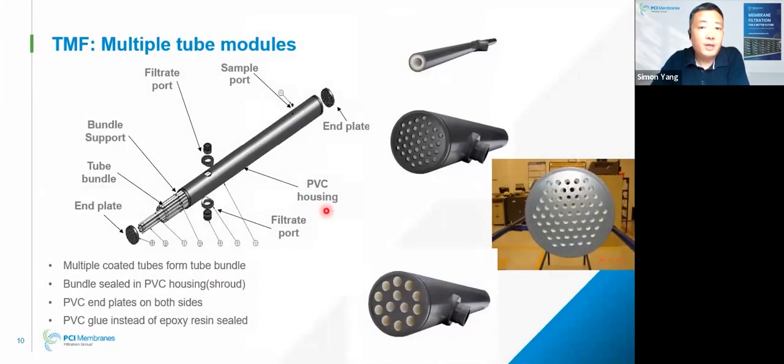And the third step is to make a tube bundle and assemble the TMF module. The tube bundle is inserted into a PVC housing and sealed with end plates on both sides. So this makes a TMF module like this one. This is our finished product.